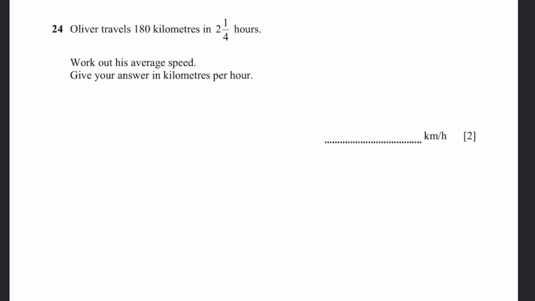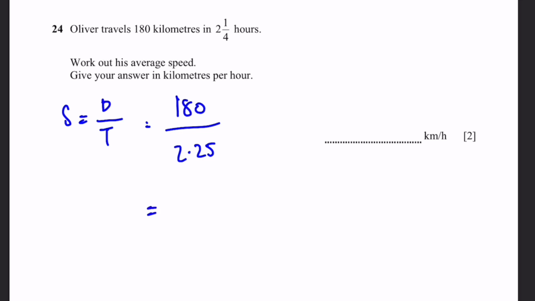Question 24. Oliver travels 180 kilometers in 2.25 hours. Work out his average speed, give your answer in kilometers per hour. So speed is equal to distance divided by time, which is equal to 180 divided by 2.25, or 720 by 9.